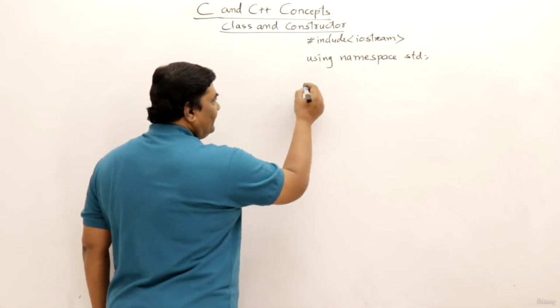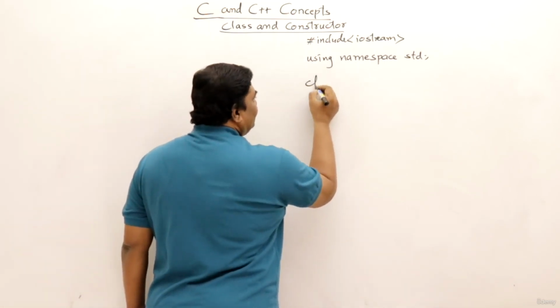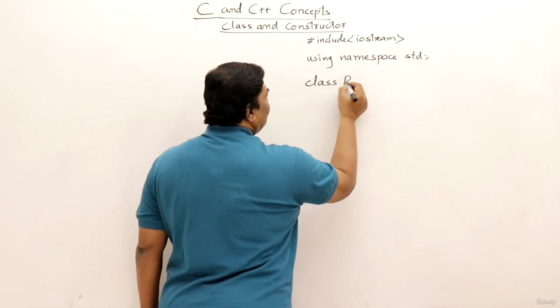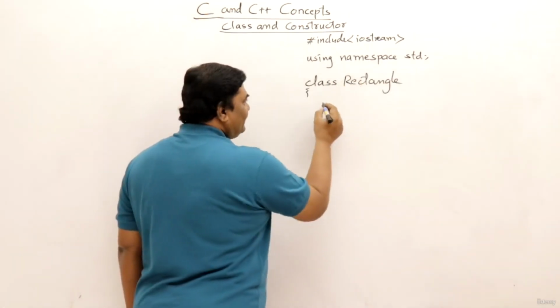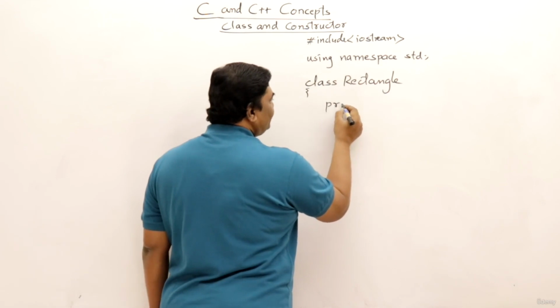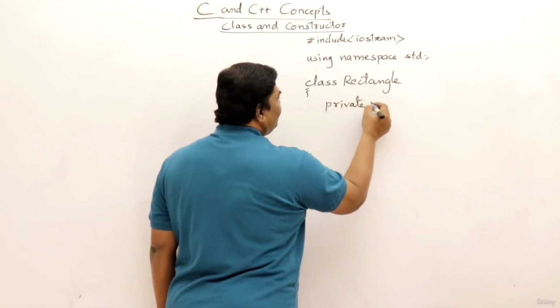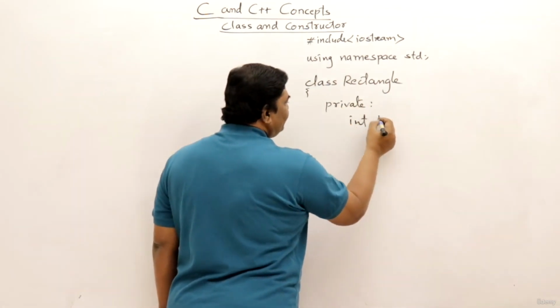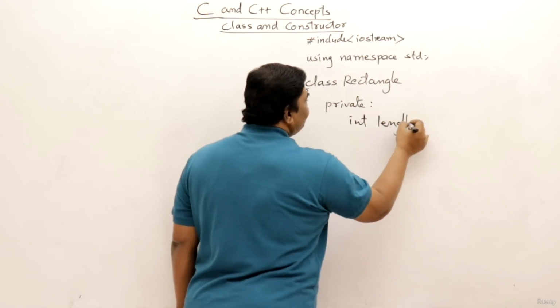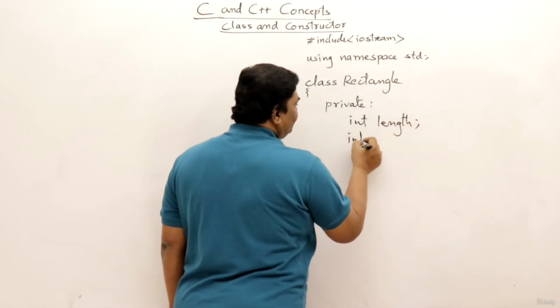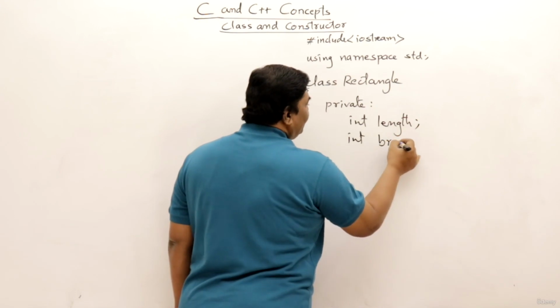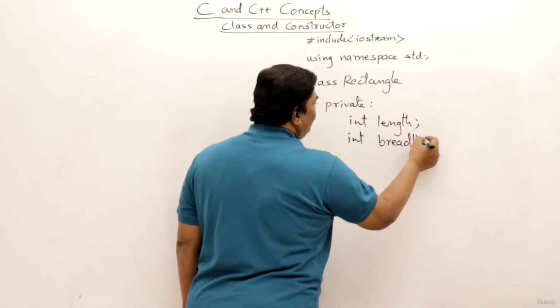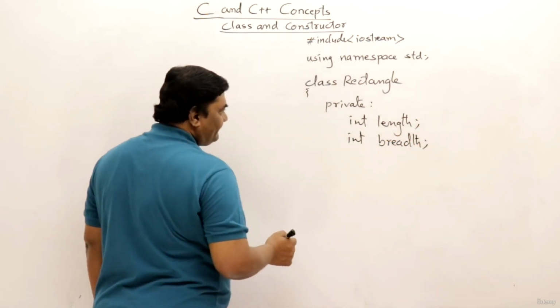Now let us write a class for rectangle. Class rectangle. Inside the class, first of all, I need data members. So let us declare them as private. I need two data members: one is length and the second one is breadth. I am taking both of them as integer. If you want to change the data type, you can change them.